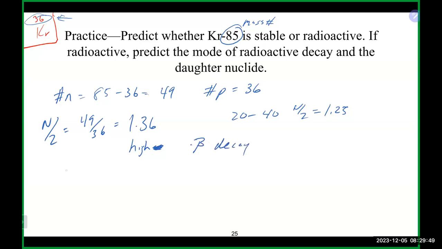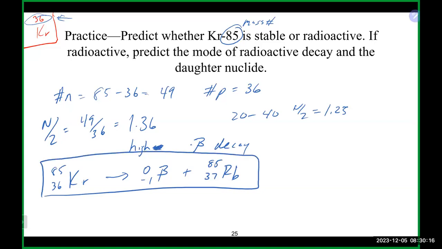If we were to write our equation of what would happen here, we would have 85 and 36. It's going to emit a beta particle, which you can write with that symbol or the e as the symbol. It is -1, which means we need to go one more on the periodic table. So that's going to be a 37 to get us 36 on the bottom on both sides. That's our friend Rb. Up on top, we're going to have an 85, and that is what we should end up with.